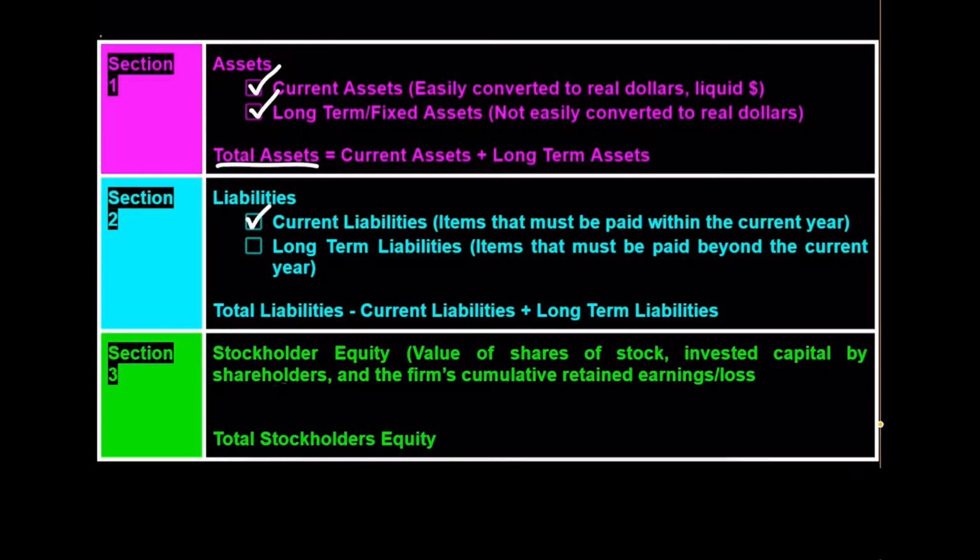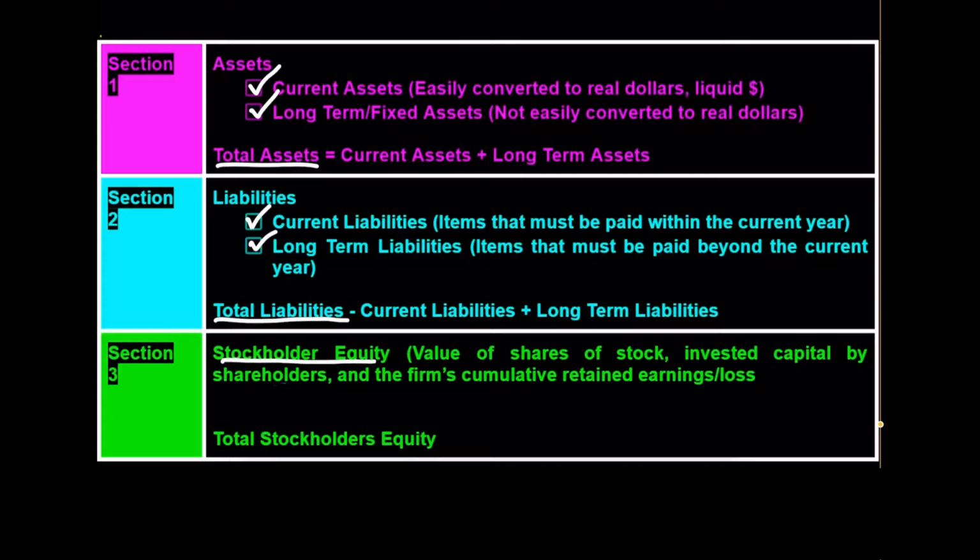It's the same with the second section for liabilities. We have current liabilities, or items that must be paid within the current year, and long-term liabilities, items that must be paid beyond the current year. The sum of both equals your total liabilities.